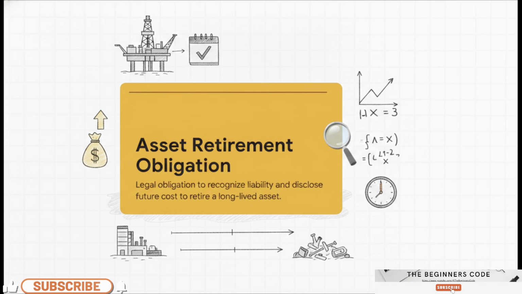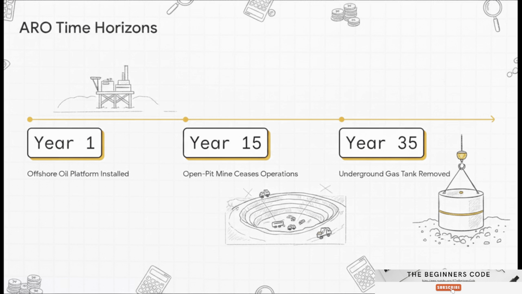This definition sets the stage beautifully before we even try to dive into the complex math required here, which, by the way, involves continuously calculating fair value accretion, factoring in inflation, and finding the net present value over the entire lifespan of the asset. I mean, just look at the massive time horizons here. Year 1 for an oil platform, maybe year 15 for a mining operation to wrap up, or get this, year 35 to dig up an underground gas tank.